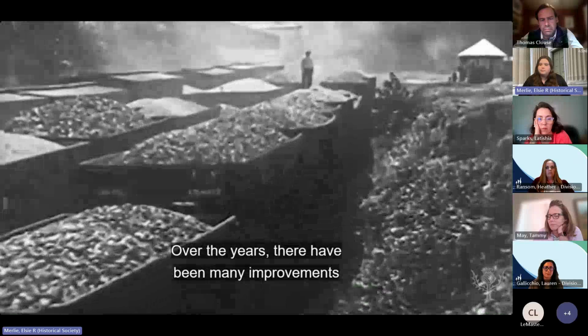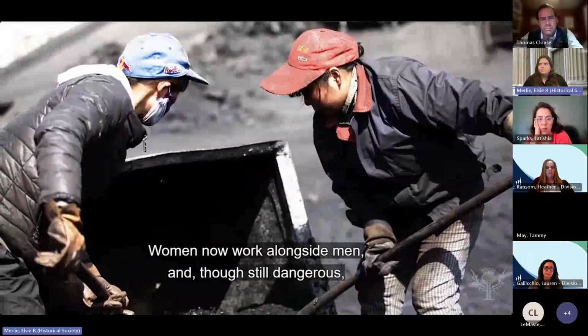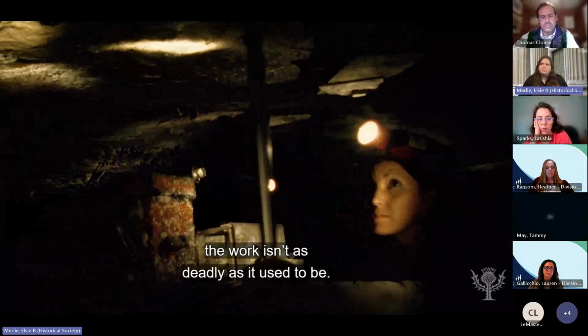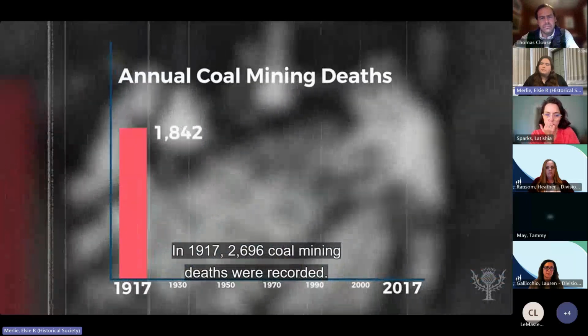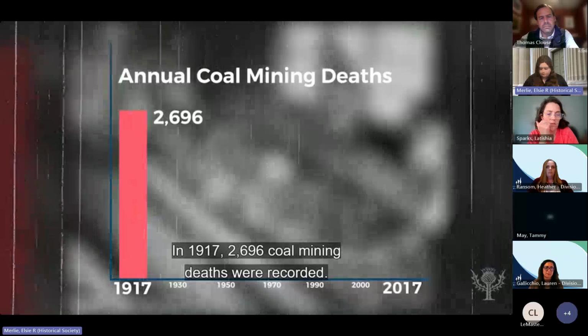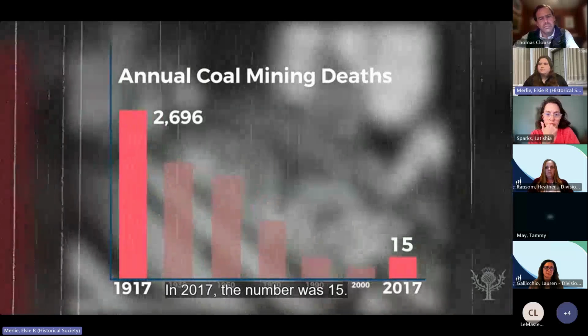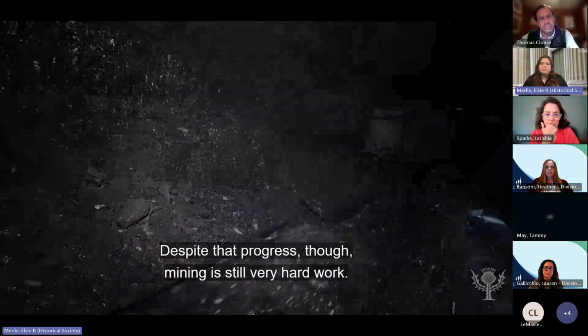Over the years, there have been many improvements in the mining industry. Women now work alongside men, and though still dangerous, the work isn't as deadly as it used to be. In 1917, 2,696 coal mining deaths were recorded. In 2017, the number was 15. Despite that progress, though, mining is still very hard work.